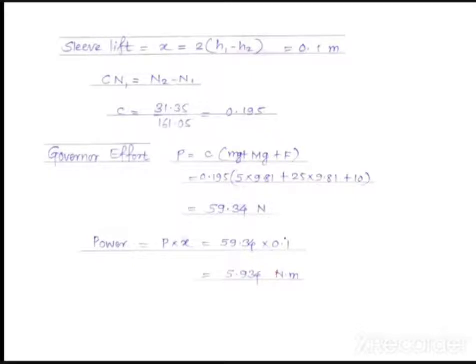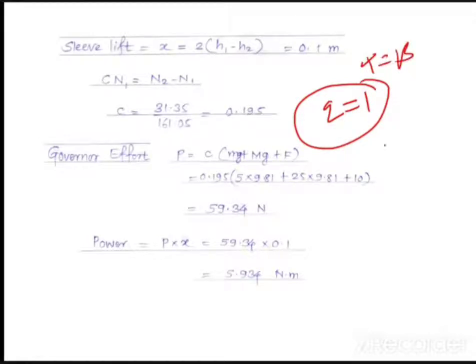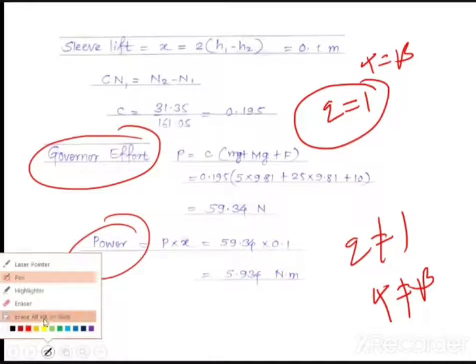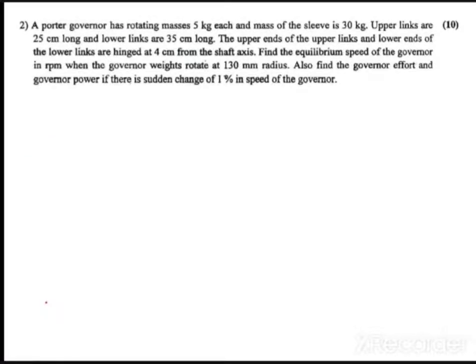Okay. Now we have solved a problem on Q equal to 1 and alpha equal to beta. Now we will solve one problem where Q is not equal to 1 and alpha is not equal to beta. So the formula will remain the same for the governor effort and the power, only there is a small change. That small change we will understand. Now tell me, have you understood this problem?